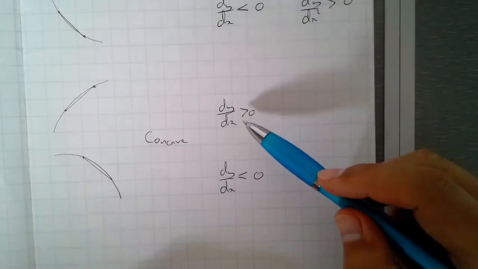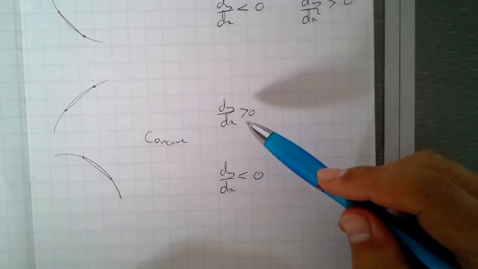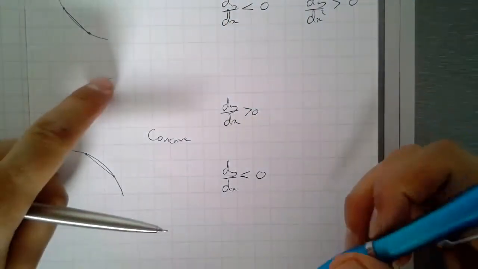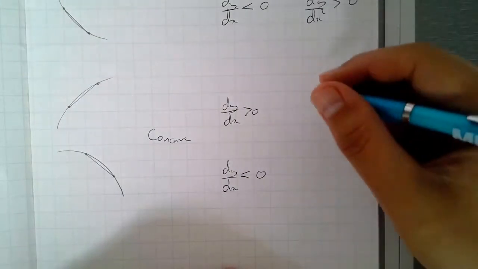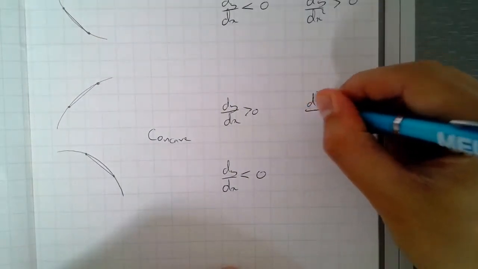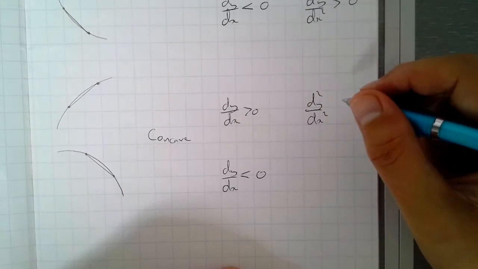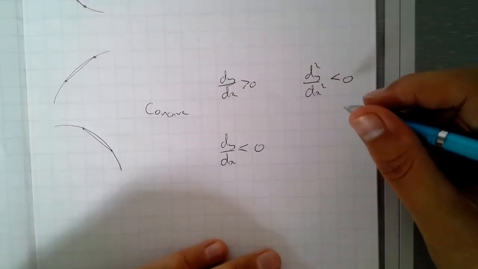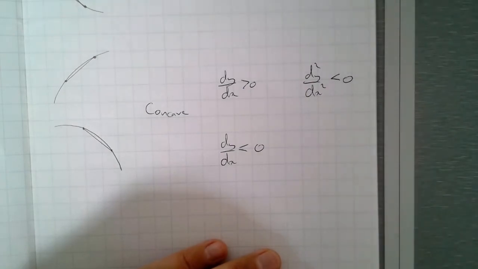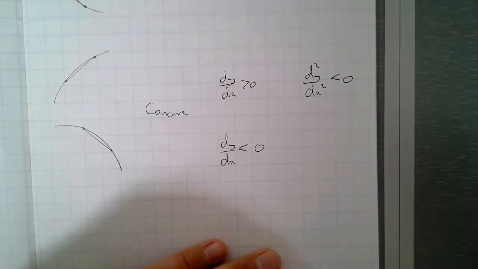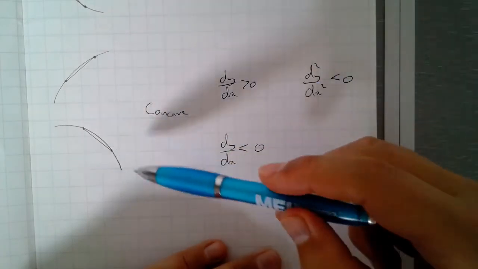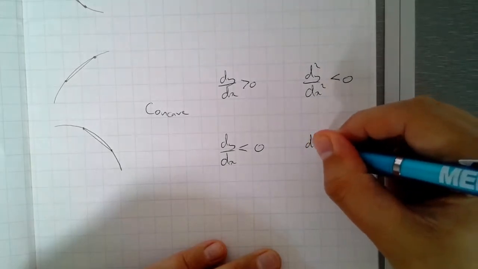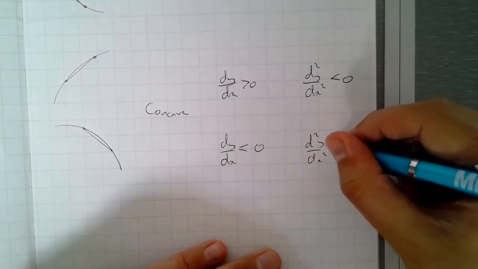For this one, what's going on here? The gradient is positive everywhere. However, the gradient is starting to get shallower as we go along. The gradient is becoming less positive. Because it's becoming less positive, d squared y/dx squared is less than 0. And for the last one, the gradient's negative, and it's getting more and more negative, so the rate of change is also less than 0.